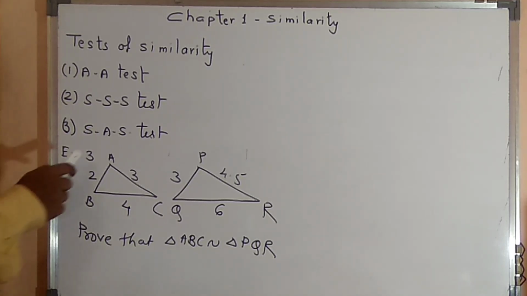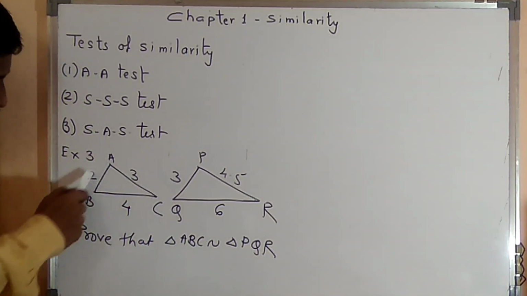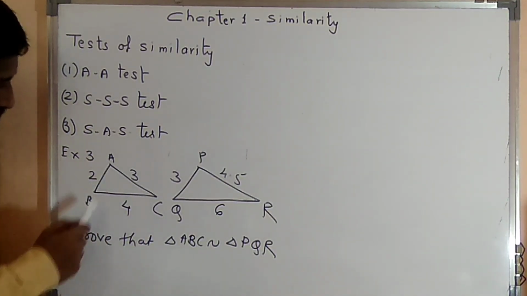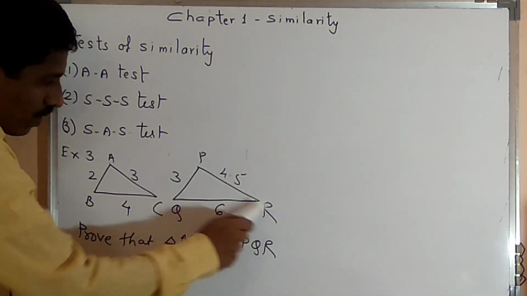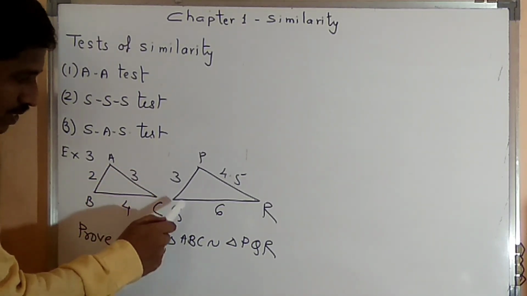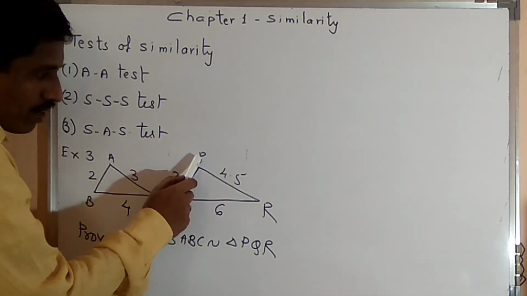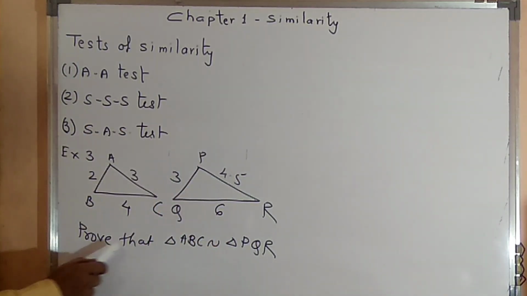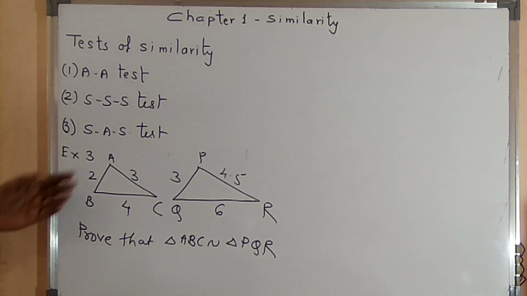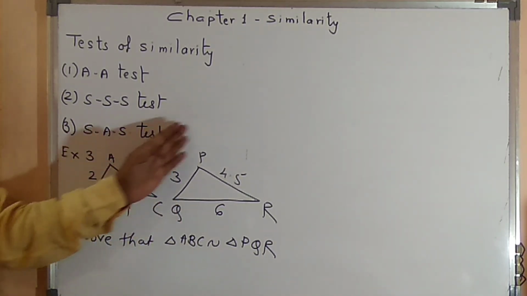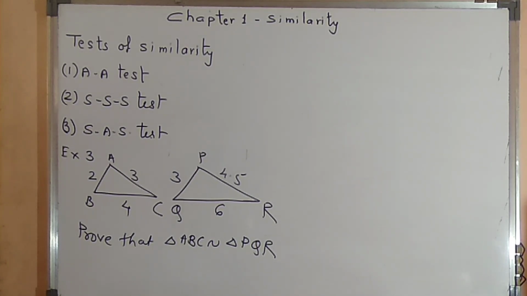Example 3. Here we have been given triangle ABC. AB is 2, BC is 4 and AC is 3. In this triangle PQR, this one is 3, this one is 6 and this PR is 4.5. Prove that triangle ABC is similar to triangle PQR. Here all 3 sides of triangle ABC and triangle PQR are given to me. So I will make use of SSS test of similarity.